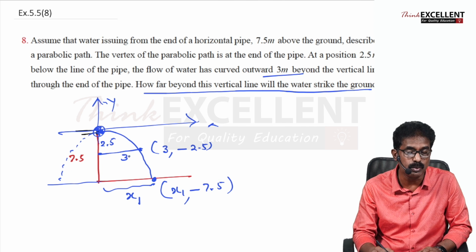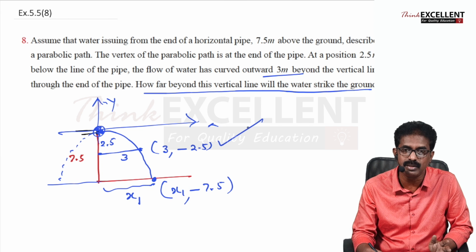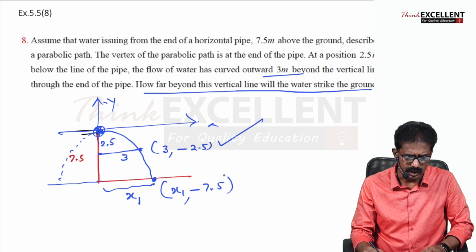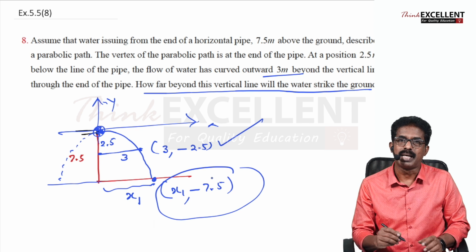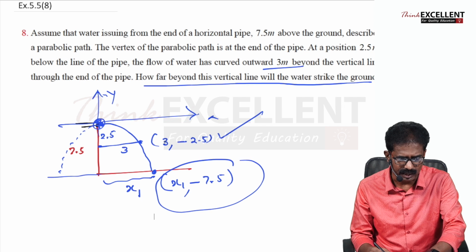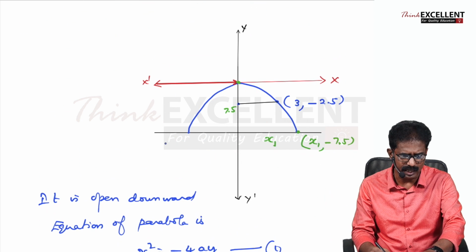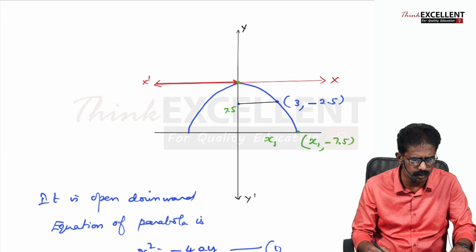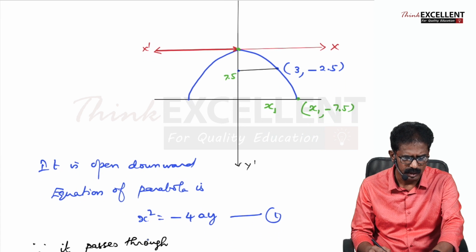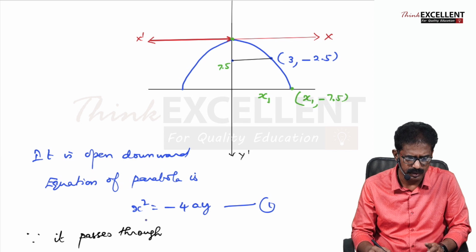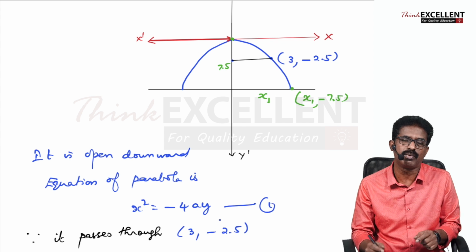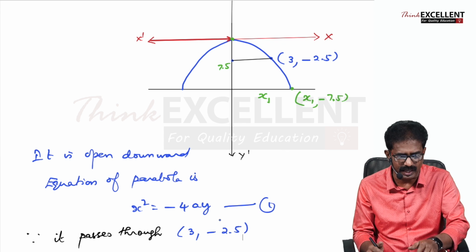Which type? Open downward. Write the equation, substitute the known point, you can find a value. So you'll get the clear equation. In that equation, you substitute the next point, x1 comma minus 7.5. You can find x1, and that x1 is your answer. Okay, so look at this. This is the diagram. You know which type? It is open downward, right? So equation of parabola, x square equal to minus 4ay. It passes through, first you use the point, which point? 3 comma minus 2.5. So using this point, you either find 4a and substitute, or you find a value.